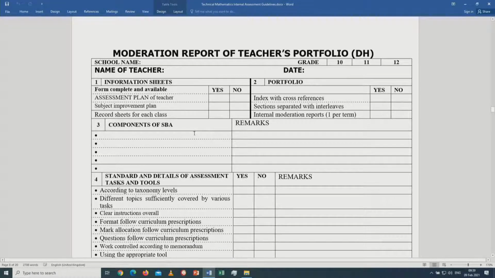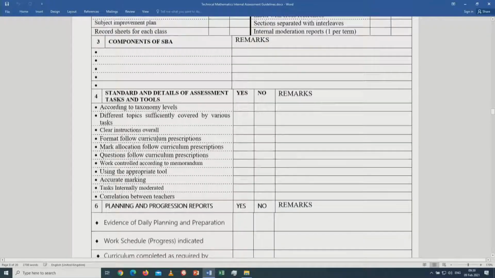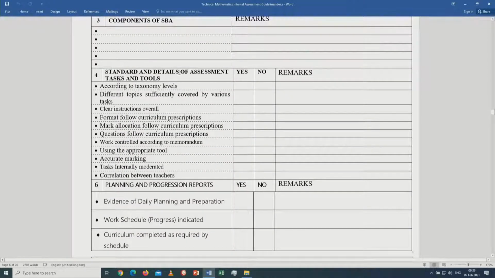And now here we have moderation report of teacher's portfolio, colleagues. Now this one gives you a hint as to what is it that is moderated. So when moderation has to take place, you need to prepare accordingly what is in here. We'll just make an example. You look at the standard and details of assessment tasks and tools according to the taxonomy levels. That simply implies as you test your learners, please make sure that you have the correct taxonomy levels in your task.